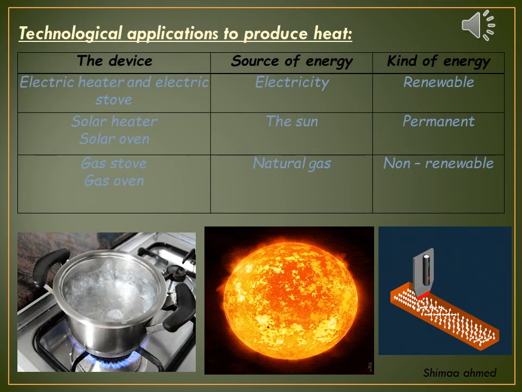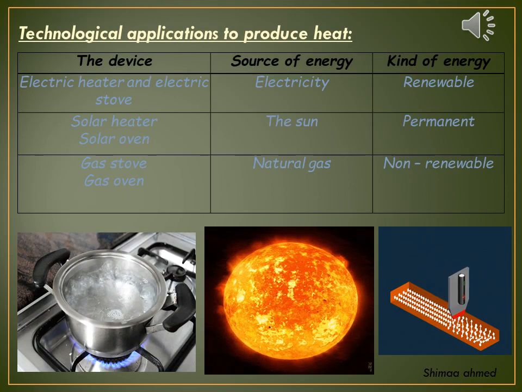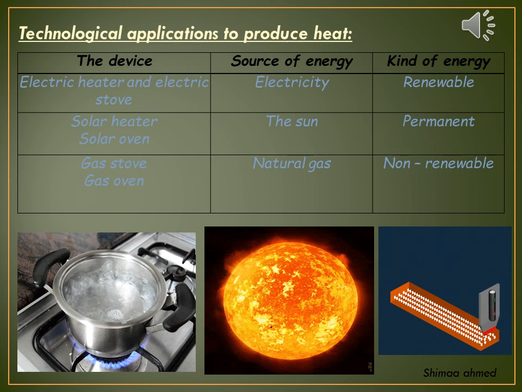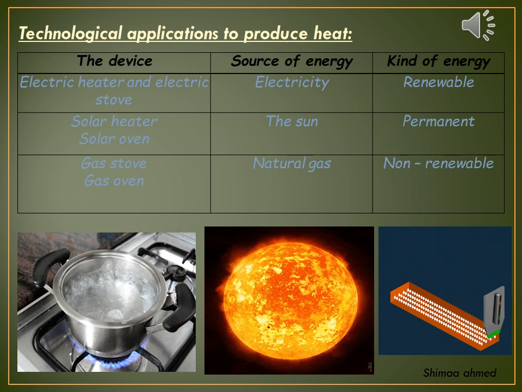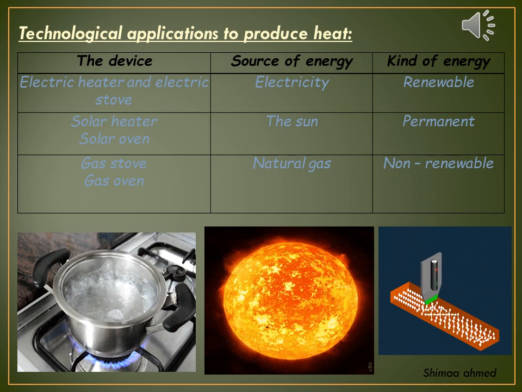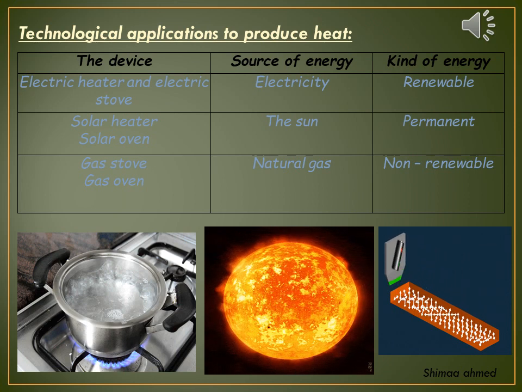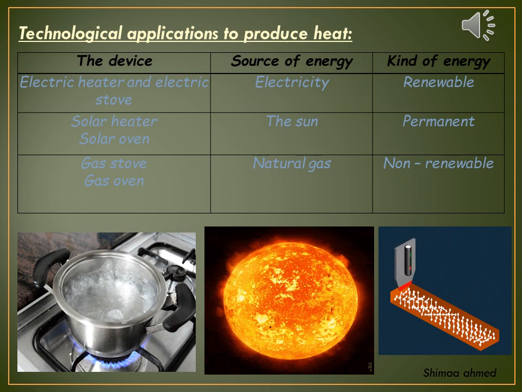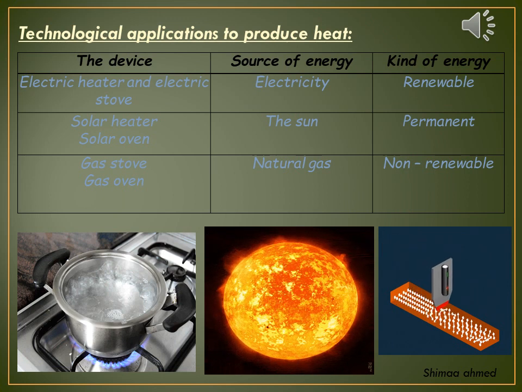There are some technological applications to produce heat, such as the electric heater and electric stove. Their source of energy is electricity, which is renewable. Solar heater and solar oven: their source of energy is the sun, which is permanent. Finally, gas stove and gas oven: their source of energy is natural gas, which is non-renewable.